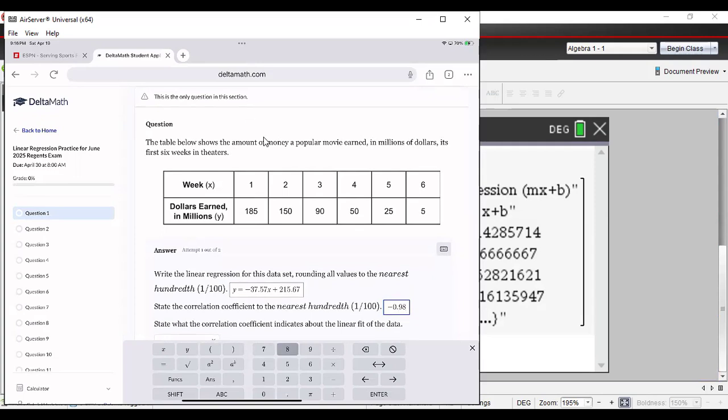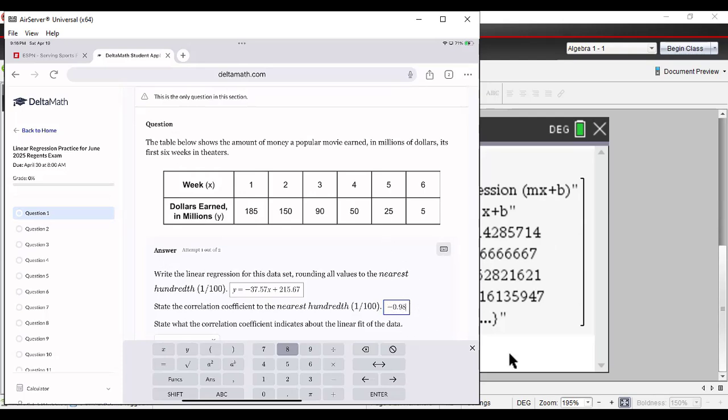That's it. And then now, what does that mean? So here's what it means. If you notice, as the weeks go higher, the amount of money that we earn goes negative. So that means every week that the movie is out, fewer people are going to see it. So the variables, the number of weeks and the amount of money, those variables go in opposite directions. So that's why we have this negative correlation.